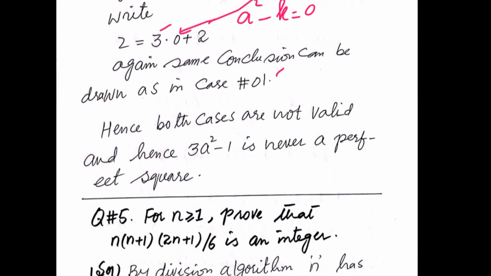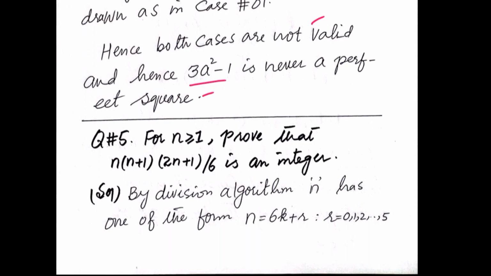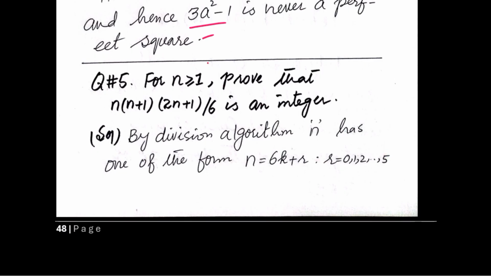Hence, in both cases are not valid, and hence 3a square minus 1 is never a perfect square. Question number 5 is a very easy question. In this question, we have to show that for any integer n greater than or equal to 1, this number n into n plus 1 into 2n plus 1 over 6 is an integer.